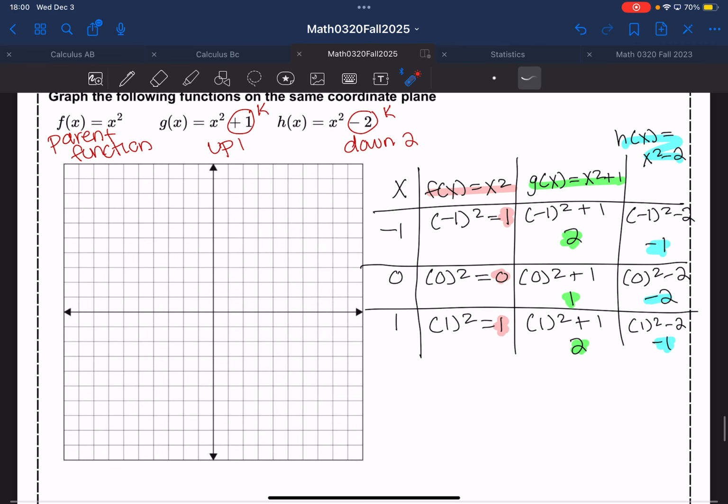That's my parent function. Okay, so I have negative 1, 1, 0, 0, and 1, 1. Okay, notice when I did positive and negative values, I know I'm going to get that U shape. So this is going to be my f of x function.